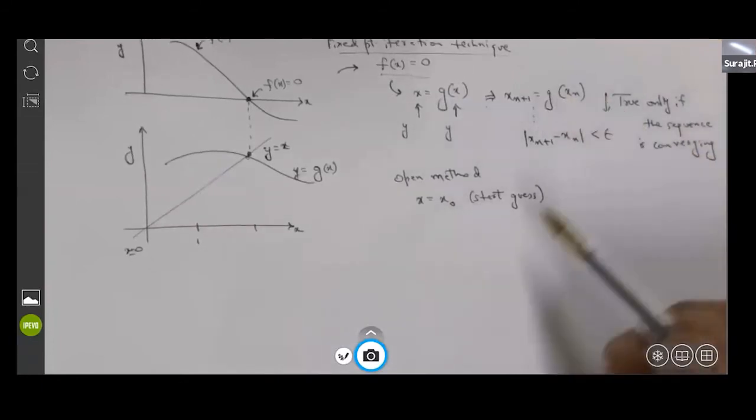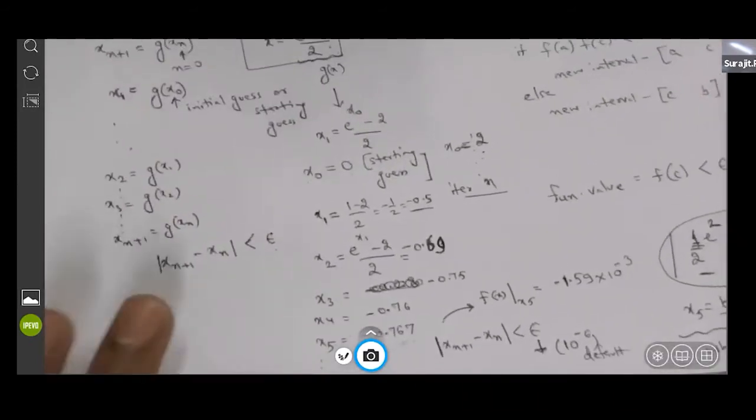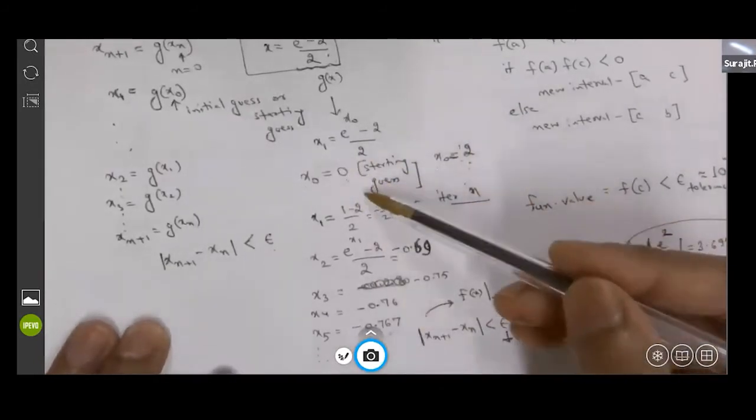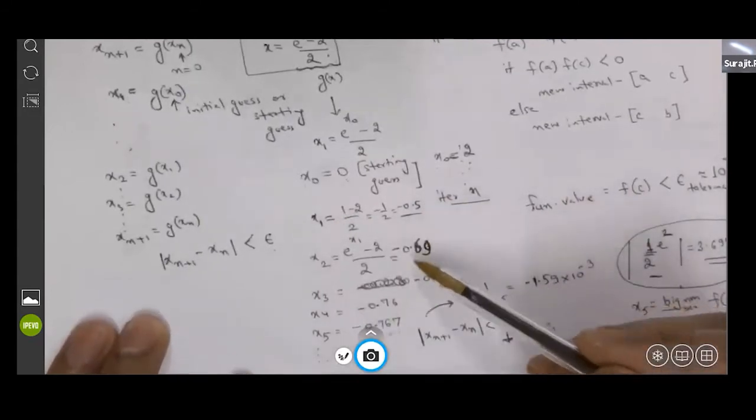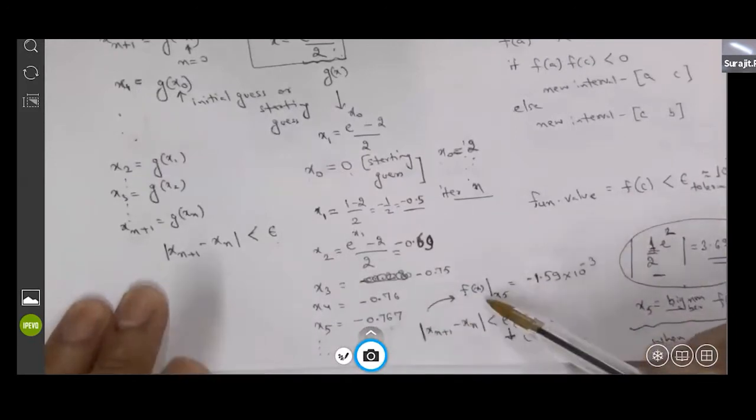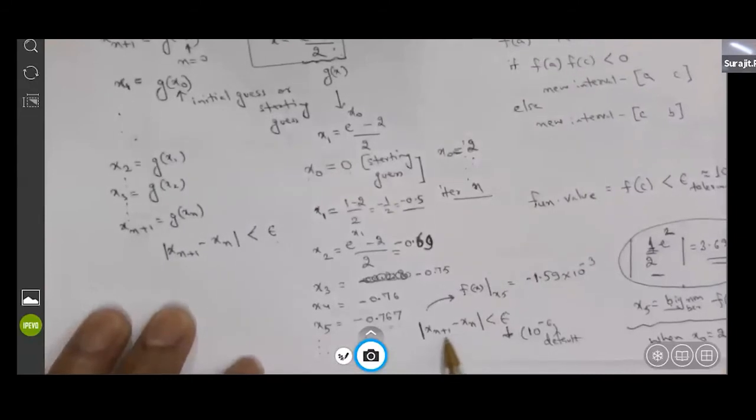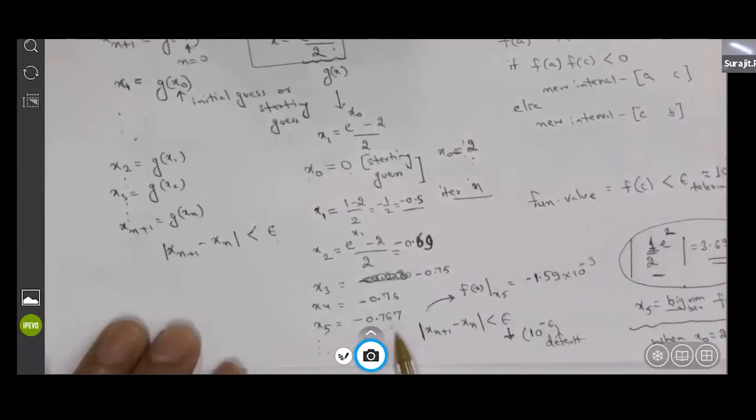When you start with x naught equals 0, and go back to this page, you see that the successive values x1 and x2 are closing in towards the actual root of the equation, where f of x equals 0. The successive values of x are becoming closer and closer together. They are converging to one specific number. Do you see what I'm saying here, guys?